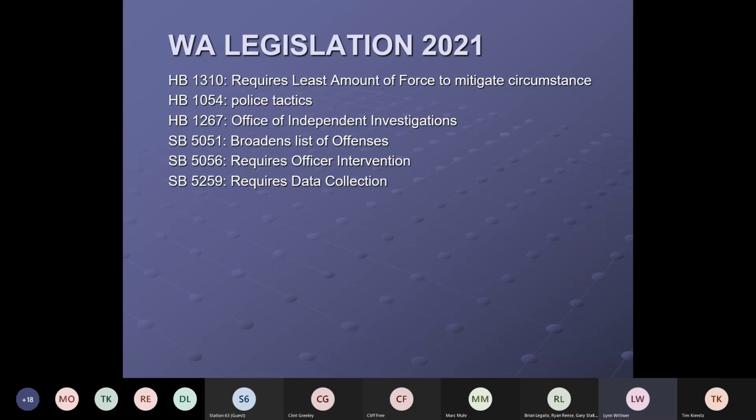This is all in reaction to a whole bunch of legislative things that happened this year in the Washington State Legislature. The main bill is House Bill 1310, which in and of itself looks pretty benign, which requires law enforcement to use the least amount of force necessary to mitigate circumstances. But it specifically says that law enforcement may use force if a crime has been committed, or if a person, including the person the force might be applied against, is at risk of death or severe bodily harm. Now, that sounds pretty permissive to me.